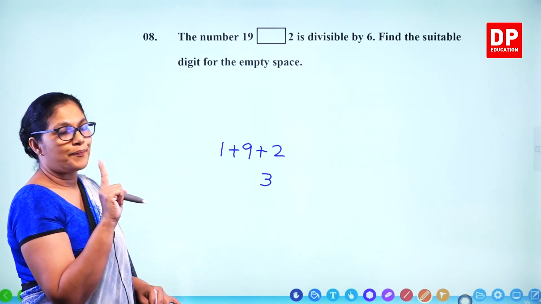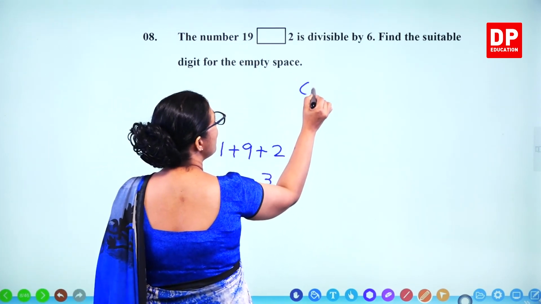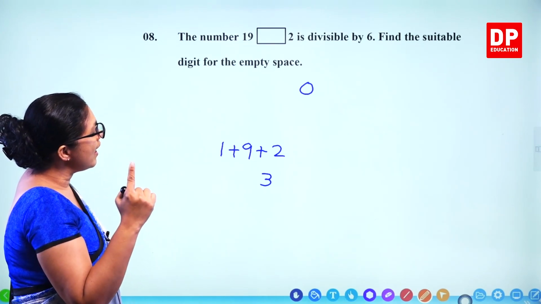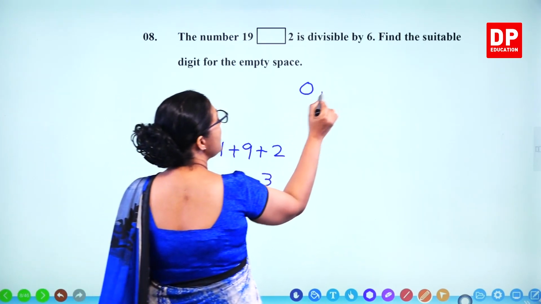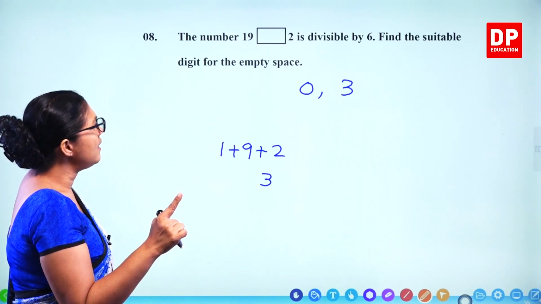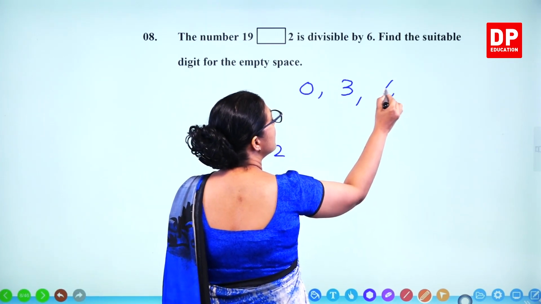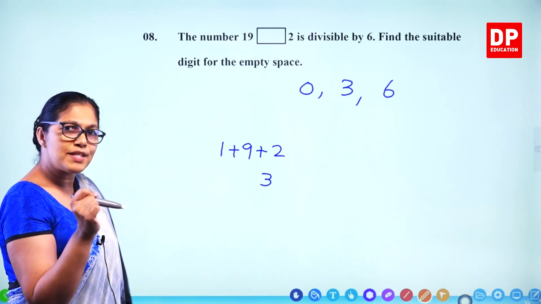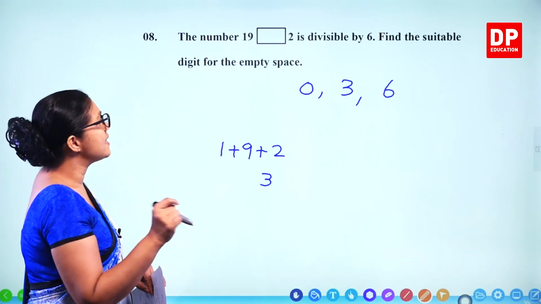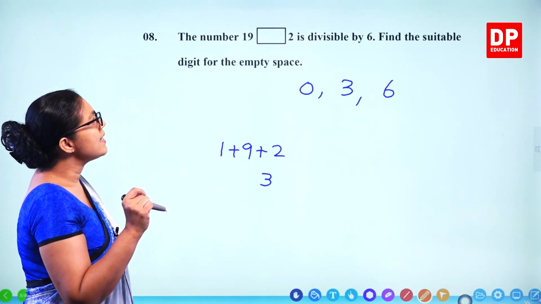Digital root is 3. So that means this number can be either 0, then still the digital root is 3. Or to get 6, you need to add 3, then the digital root is 6. That's also possible. Or you can put 6. 6 plus 3, then digital root becomes 9. Then the number is divisible by 3 as well. Then you can say if the number is divisible by 2 and 3, then it is divisible by 6.